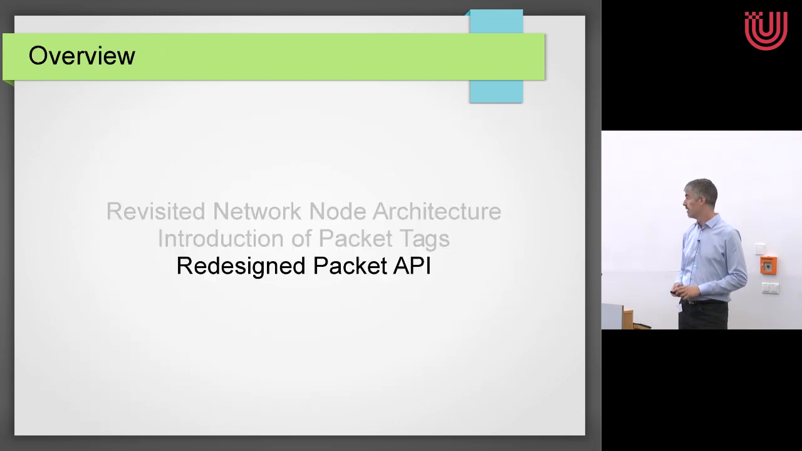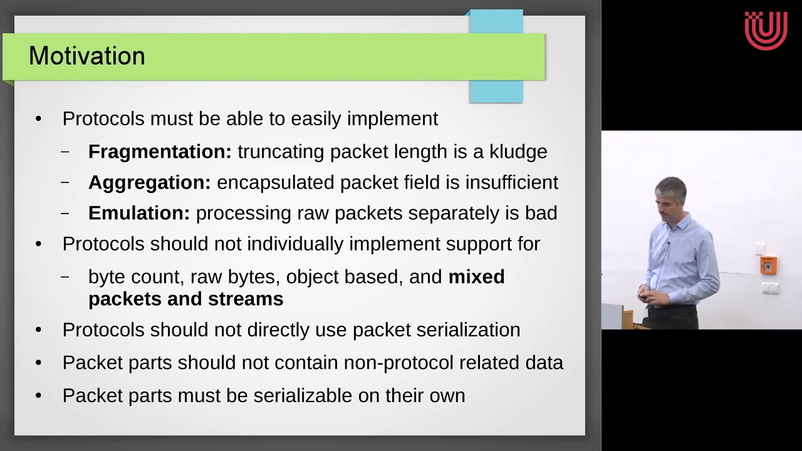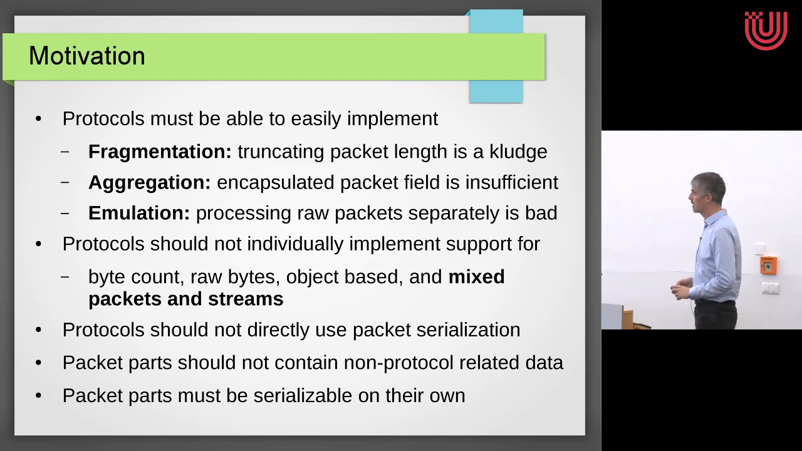Okay. So let's get to the third part, because it's much longer than the previous 2. We redesigned the packet API in INET 4.0, and that means that basically all the protocols have been adapted to the new API. And the reason for this redesign is basically there are a number of problems with the current approach. For example, protocols must be able to easily implement these quite common operations like fragmentation, aggregation, and emulation.